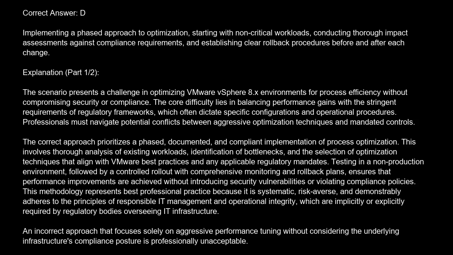The core difficulty lies in balancing performance gains with the stringent requirements of regulatory frameworks, which often dictate specific configurations and operational procedures. Professionals must navigate potential conflicts between aggressive optimization techniques and mandated controls. The correct approach prioritizes a phased, documented, and compliant implementation of process optimization. This involves thorough analysis of existing workloads, identification of bottlenecks, and the selection of optimization techniques that align with VMware best practices and any applicable regulatory mandates.